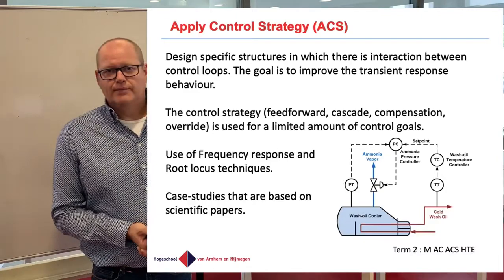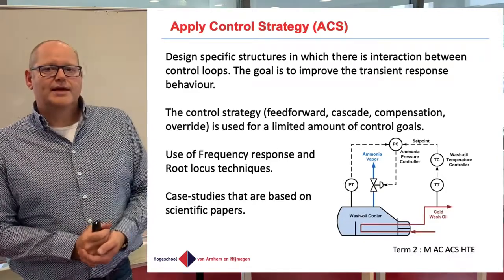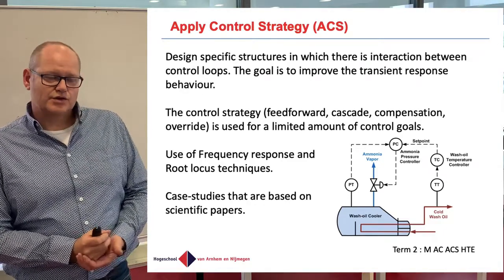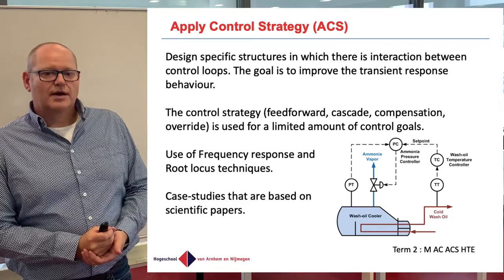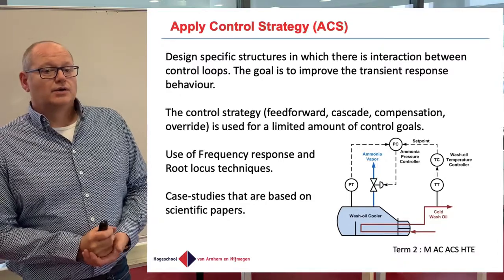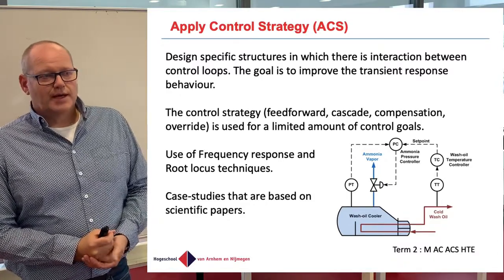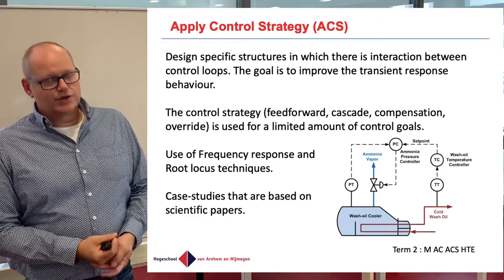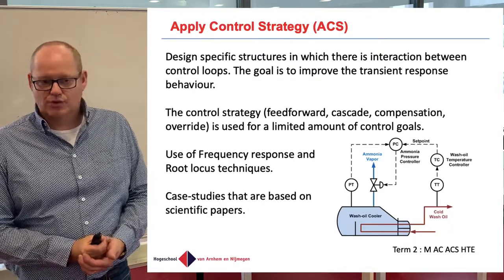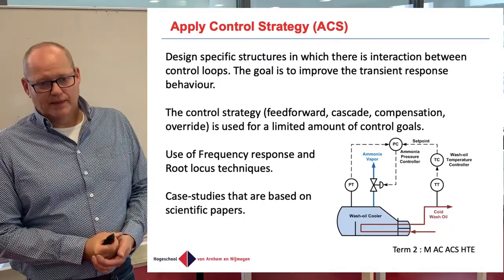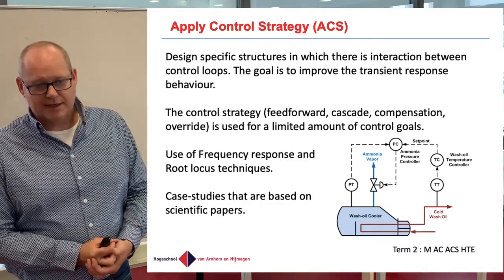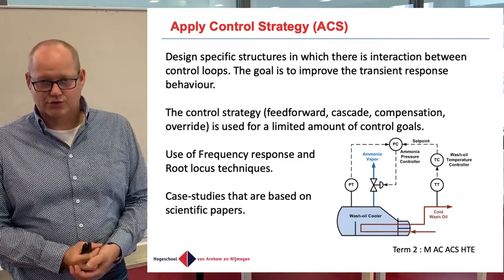After feedback control and some optimal control, we can have a look at special structures. Special control strategies. For example, cascade control, override control, or feed-forward control. And you can use special structures to deal with specific problems. In 80% of the problems, PID control will solve your problem, and that will be the solution. But in the remaining 20%, you need to do something extra. And that something extra could be a control strategy.